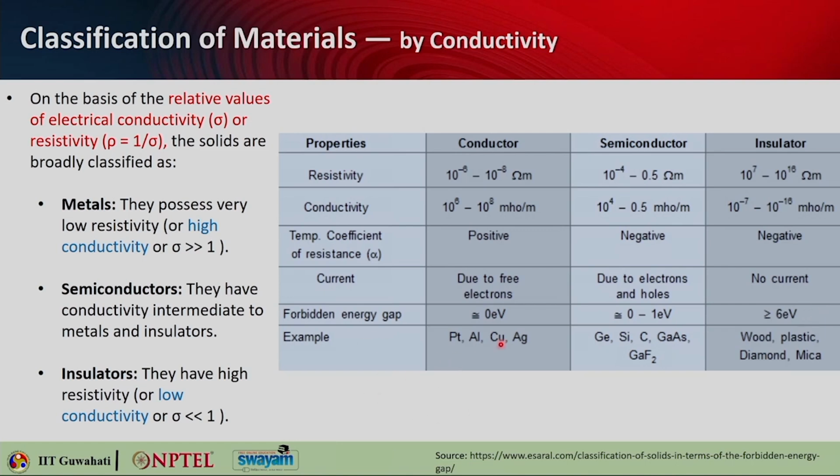And these are the examples of the common semiconductors, conductors and insulators you all know. Common insulators are wood, plastic, diamond, mica and so on. You have metals as conductors, and germanium, silicon, gallium arsenide. These are the common semiconductors.